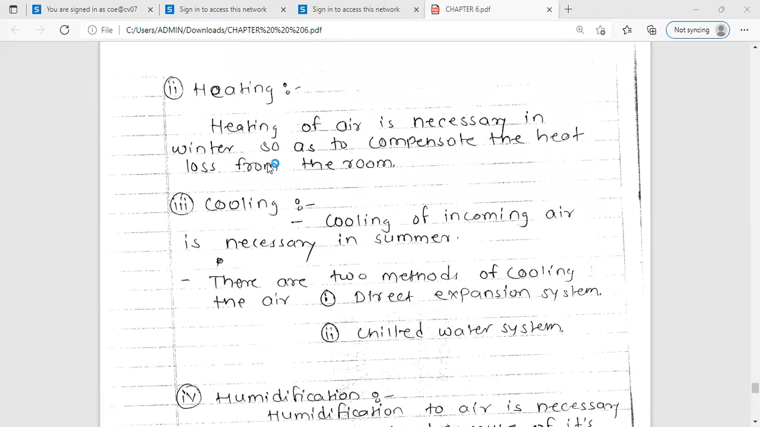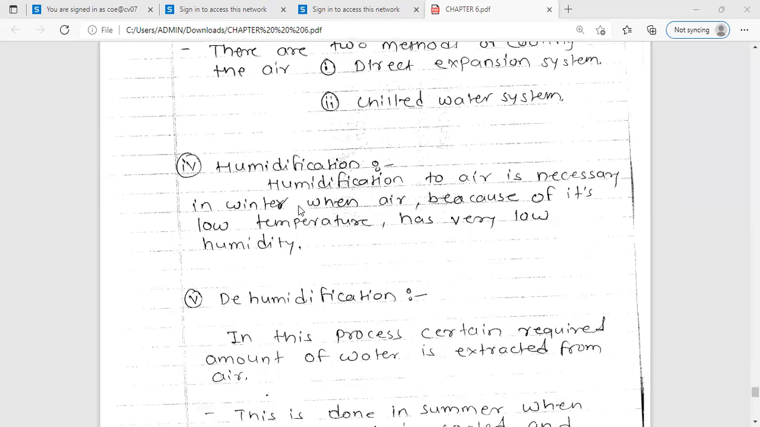Heating of air is necessary in winter so as to compensate for the heat loss from the room. Okay, cooling of incoming air is necessary in summer. There are two methods of cooling the air: one is the direct expansion method and the other is the chilled water system. Okay, by using these two ways, we can go for the cooling of air. Humidification of air is necessary in winter when air, because of its low temperature, has very low humidity.